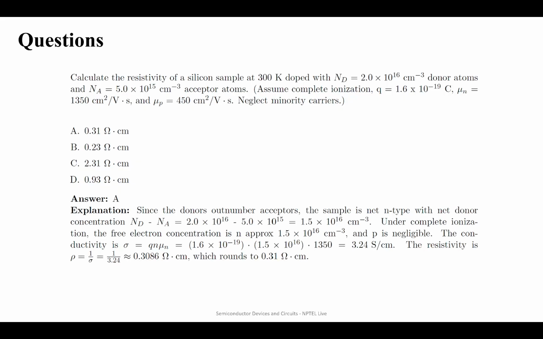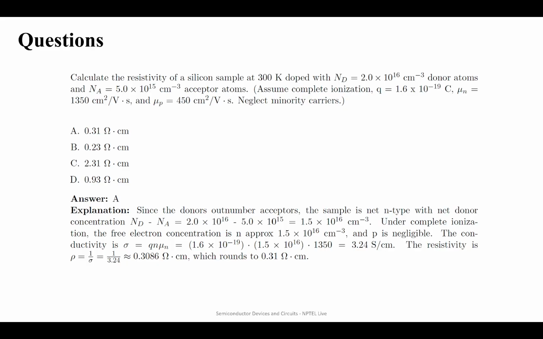So the answer to this is A. Since the donors outnumber the acceptors, the sample is net n-type with donor concentration Nd minus Na equals 2 times 10^16 minus 5 times 10^15, which is 1.5 times 10^16 per cm³. Under complete ionization, the free electron concentration is n approximately 1.5 times 10^16 per cm³ and p is negligible.